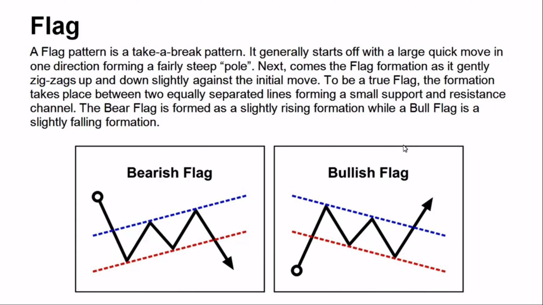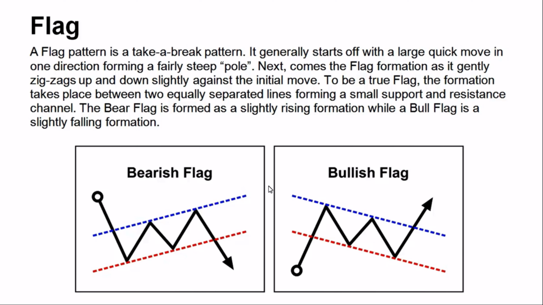After that fairly sharp move, there comes a flag formation, and it gently zigzags upward or zigzags downwards, as you can see here, right? It zigzags slightly against the initial move. So if the market is coming downwards, a sharp move downward, it zigzags upward a little before continuing the downtrend. The same thing applies to bullish, before continuing to an uptrend, right?